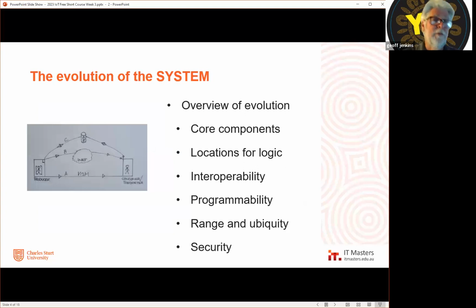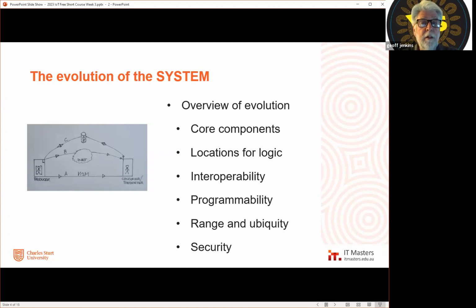So same diagram, but I gave you a little reminder of it there. I want to talk a little bit about Internet of Things as a system, and I want to pick out a couple of details that we've talked about in previous weeks, but which will come up for discussion in our examples as we go along tonight. I've listed them, probably only some of them, in fact. So an overview of the evolution of the system, and I've emphasized system here because system's what we want to think about. All of the bits comprise an Internet of Things system.